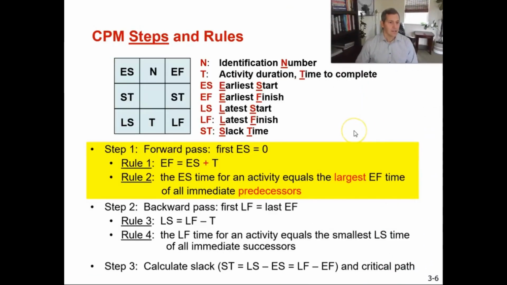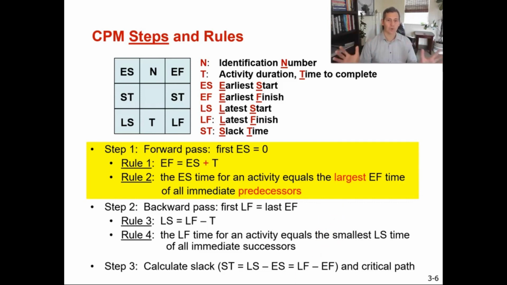All right, so this was provided to you in the last lecture. These are your CPM steps and your rules. Step 1 for our forward pass: your first early start equals 0. It always equals 0. Then rule number 1, your early finish for an activity equals your early start plus the time. Then rule number 2, the early start time for an activity equals the largest early finish time of all the immediate predecessors. Okay, so let's do a forward pass together.